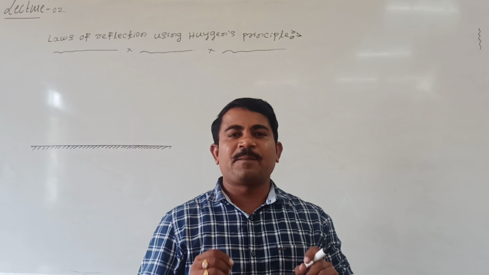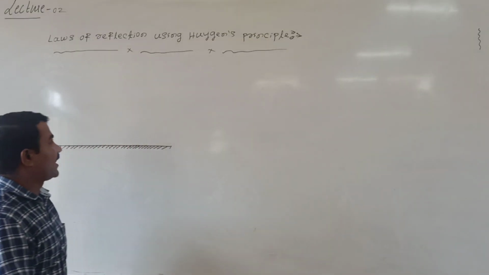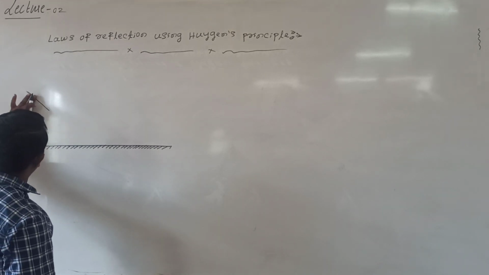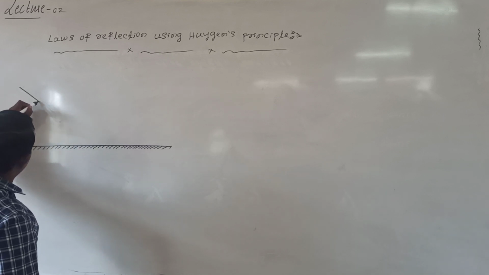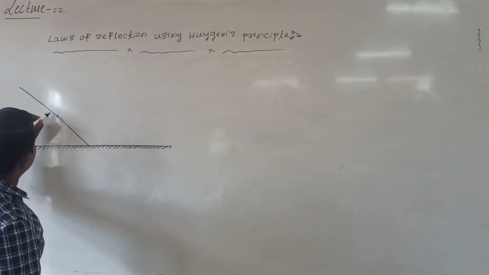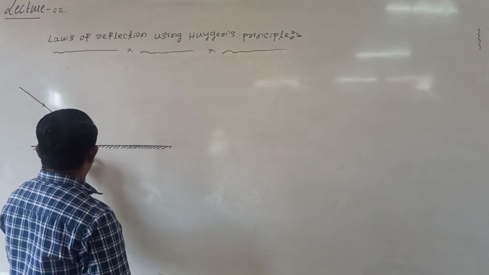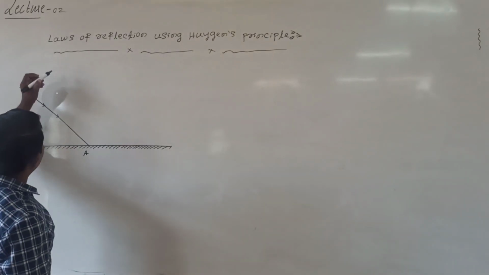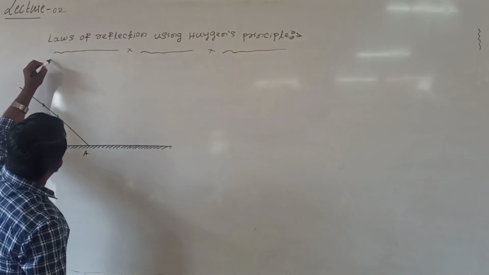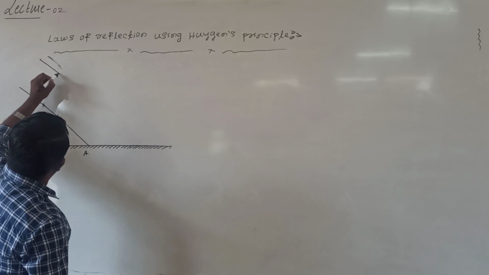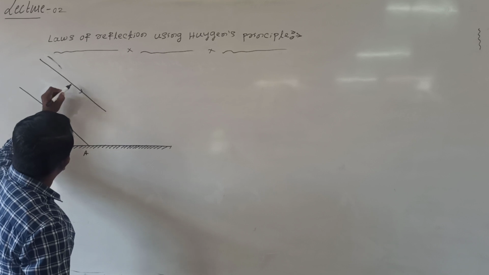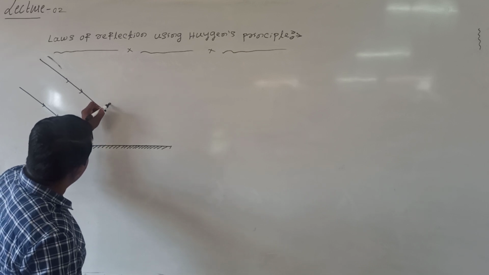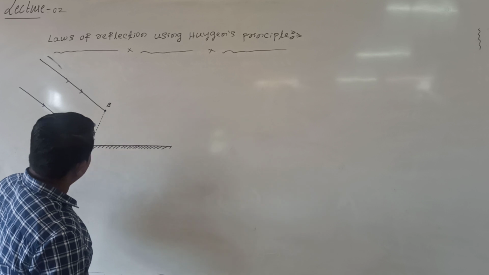Now consider the rays of light incident on the surface. This is one ray of light incident on the surface at point A. Are you following? Now consider a second ray of light. This is one more ray of light incident in this direction. If the first ray reaches point A, then the second ray reaches point B, both having the same distance like this.